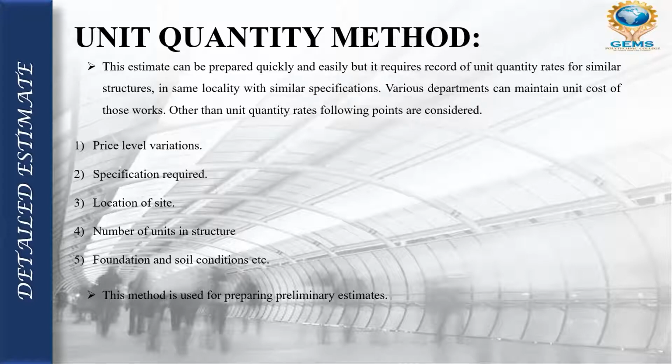So this method is used for preparing preliminary estimates. Unit quantity method is nothing but getting the unit quantity rates from similar structures. In this work, the work is divided into many operations, so many items. First we have to decide the unit of measurement. The total quantity of work under each item is taken out in a proper unit of measurement. Unit of measurement means, like, inch, or for length, meter is a unit of measurement; for time, seconds.